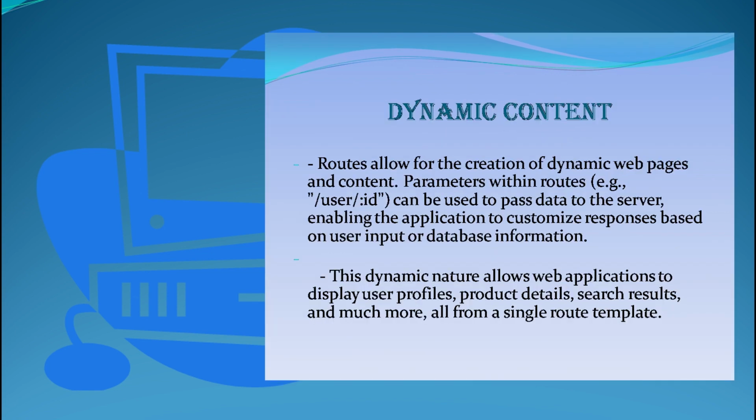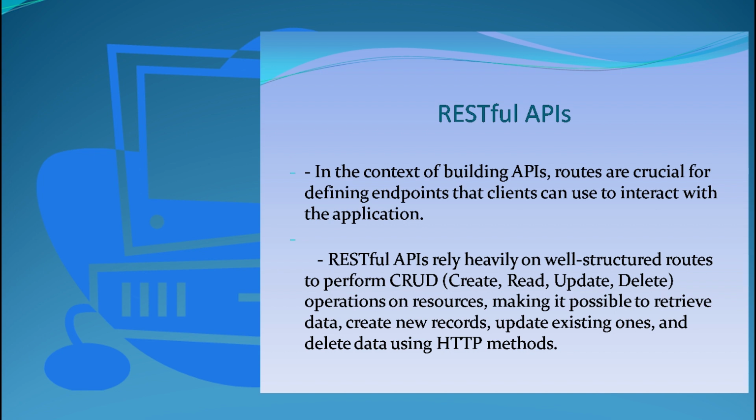Dynamic content. Routes allow for the creation of dynamic web pages and content. Parameters within routes, for example /user/:id, can be used to pass data to the server, enabling the application to customize responses based on user input or database information. This dynamic nature allows web applications to display user profiles, product details, search results, and much more, all from a single route template.